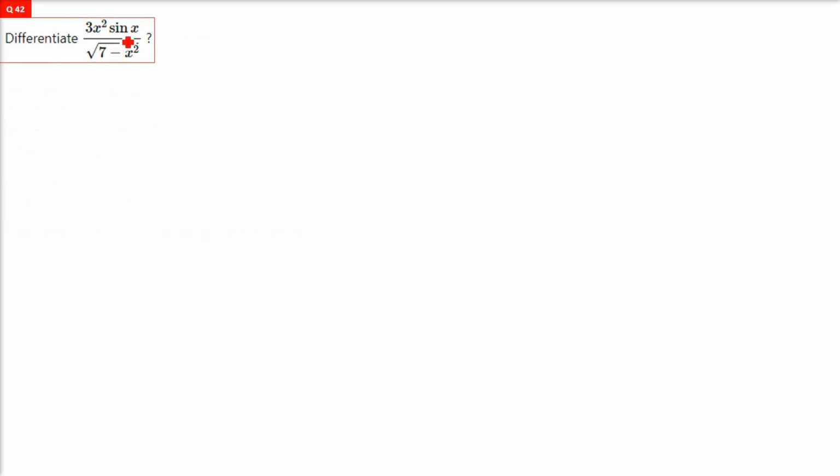Now 3x square sin x by under root 7 minus x square. So this we will use the u by v, that is the quotient rule. In the denominator, we have under root 7 minus x square, whole square. So it will be 7 minus x square only, because this root, that is the power of half, is going to get cancelled.